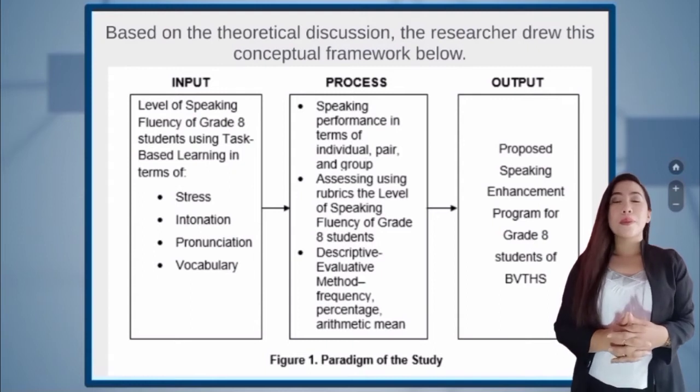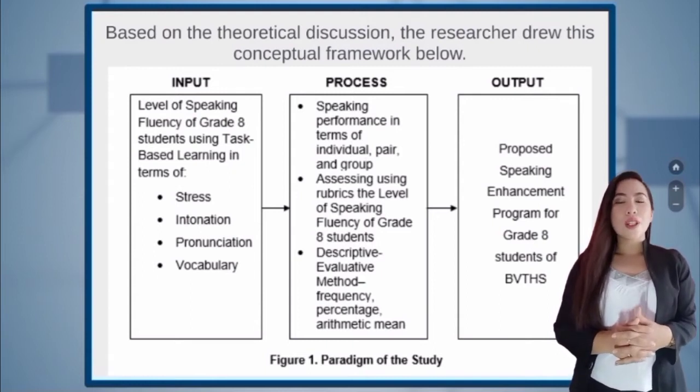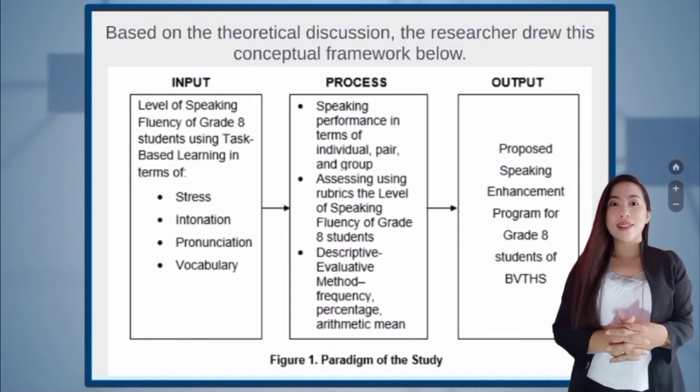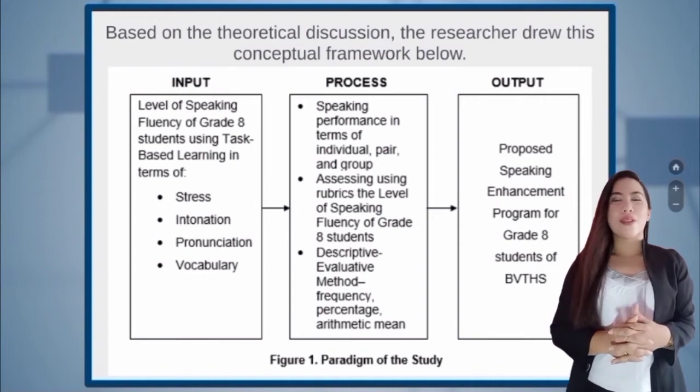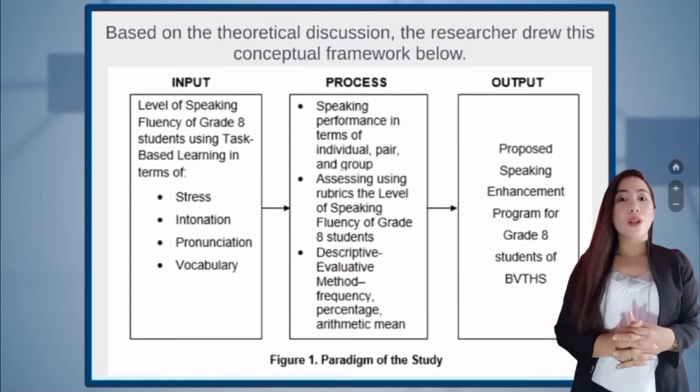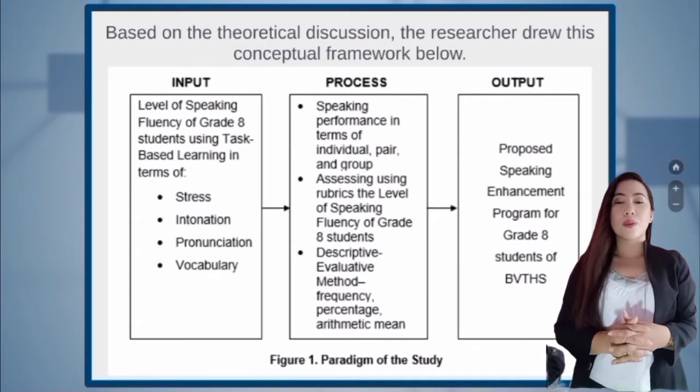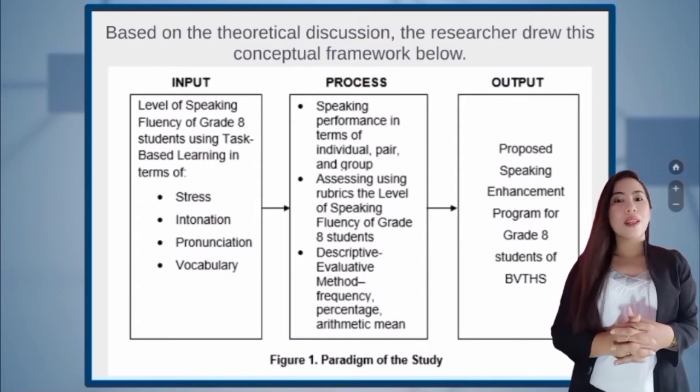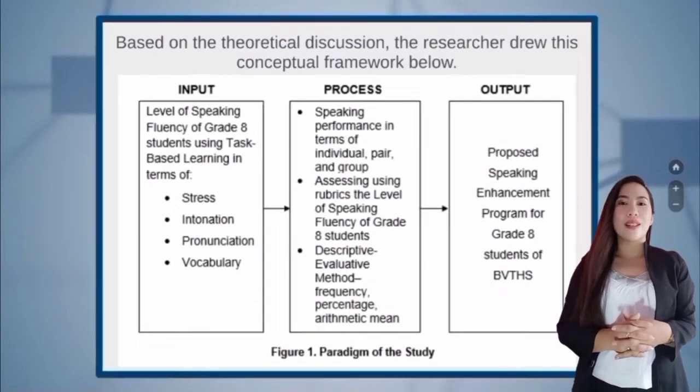The figure shows the IPO model. As shown in the figure, the first frame refers to the input of the study, which contains the level of speaking fluency of the grade 8 students using task-based learning in terms of stress, intonation, pronunciation, and vocabulary. The second frame refers to the process, which includes the oral presentation of activities using rubrics in assessing speaking fluency in terms of stress, intonation, pronunciation, and vocabulary, and the descriptive evaluative method using frequency, percentage, and arithmetic mean to interpret the data. The third frame refers to the output of the study, which is the proposed speaking enhancement program for grade 8 students of BTVHS.